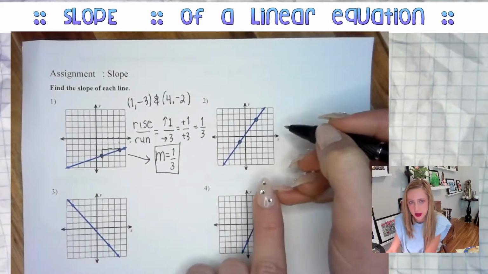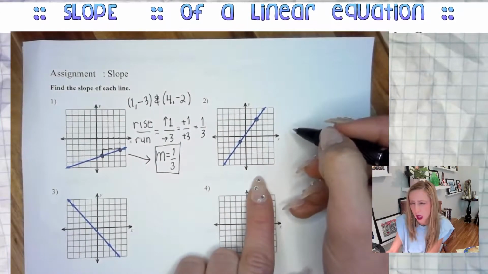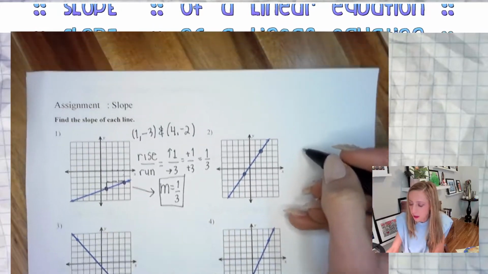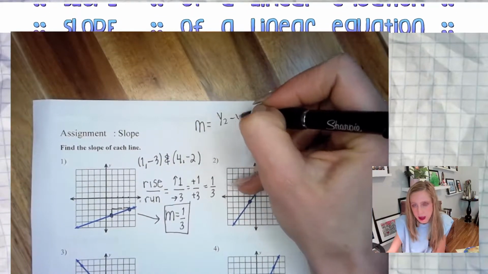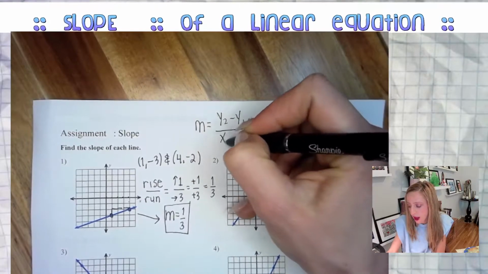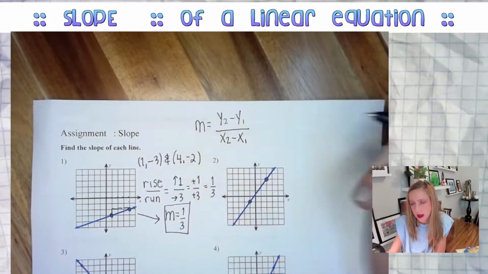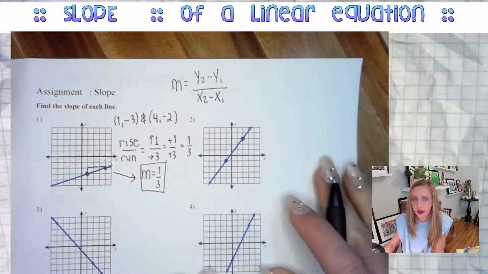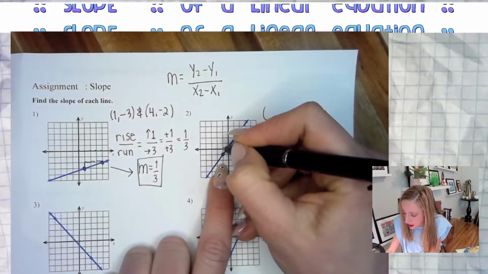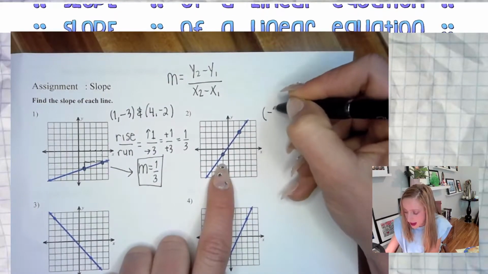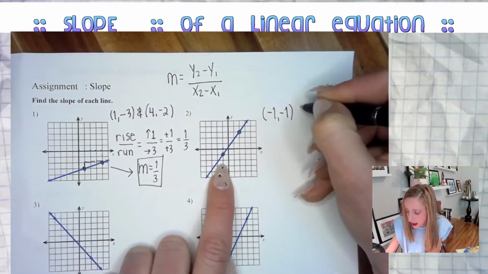This one, I'm going to write the ordered pairs, but I'm going to use the slope formula. Maybe we should write that on top of our paper. m equals y2 minus y1 over x2 minus x1. So don't forget. Now, we're going to do this one. I'm going to write my two ordered pairs. Start at the left, left 1, down 1. That's (-1, -1).